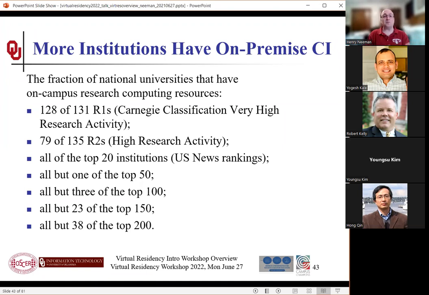With R2s, about half of the R2s have on-campus research computing. All of the top 20, all but 1 of the top 50, all but 3 of the top 100, and so on and so on. It is quite common, this is the US News rankings, by the way, it is quite common to have on-campus research computing resources.